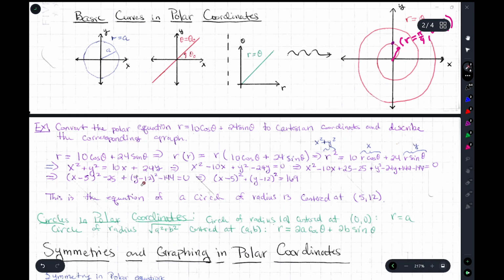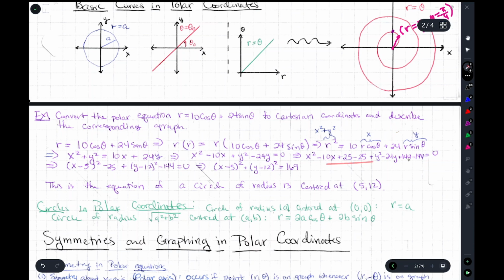And we move everything to the left-hand side and complete the square to get this final relation. And what does that look like? Well, it looks like a circle centered at (5, 12), with radius 13, because 13 squared is 169. Okay, so that's a way. Now, of course, you could have also plotted, just put in different thetas and see what you get. That's a hard way. It's easier to just have done this.